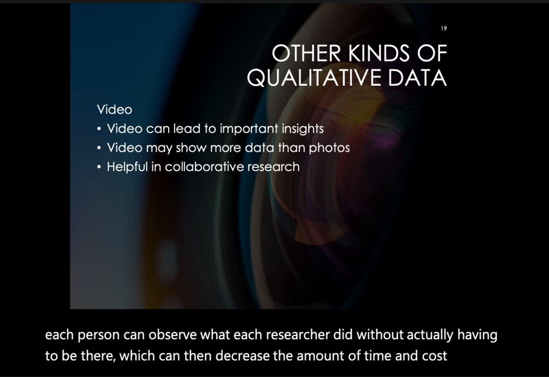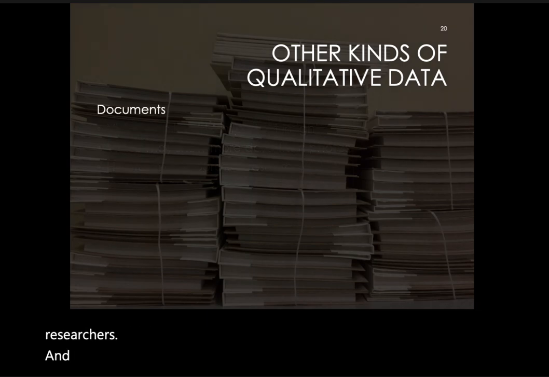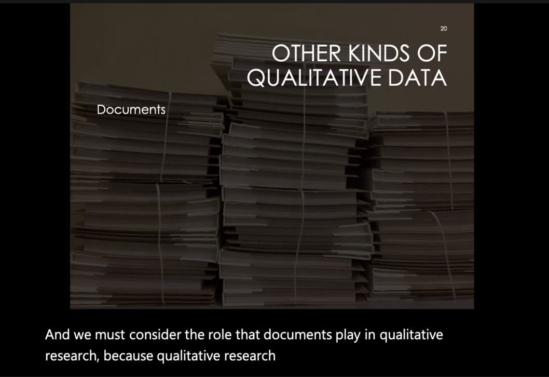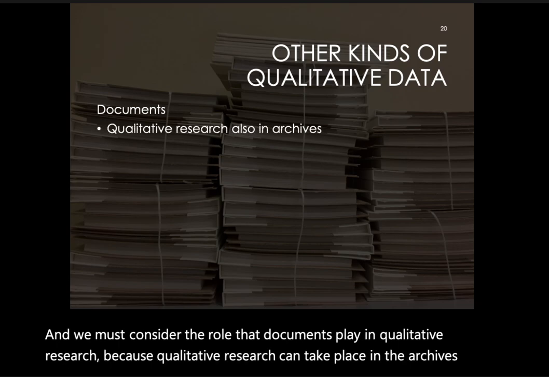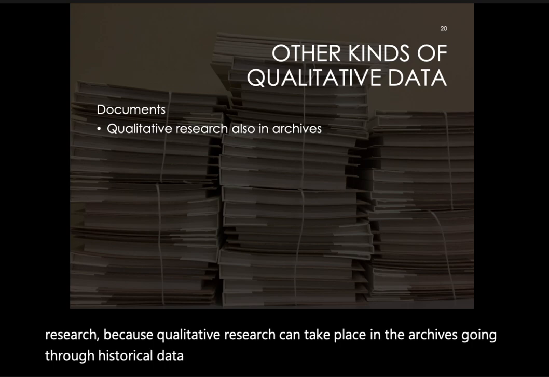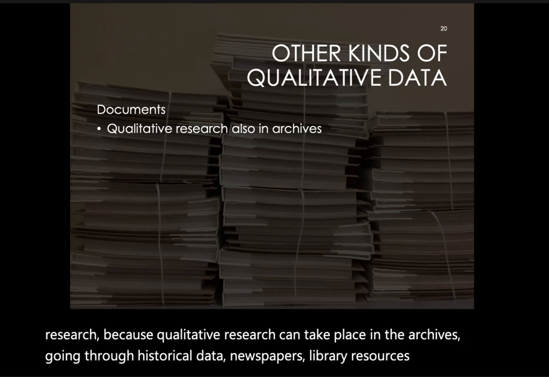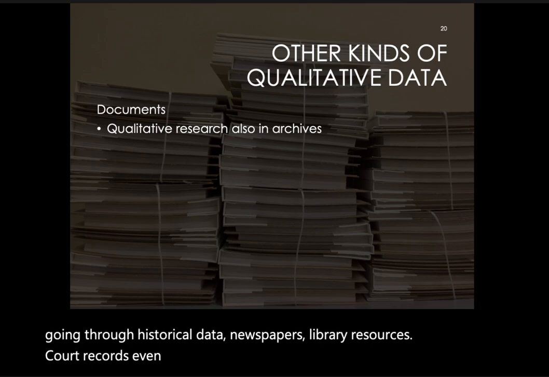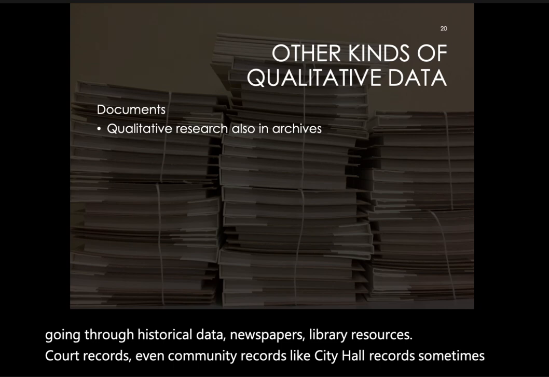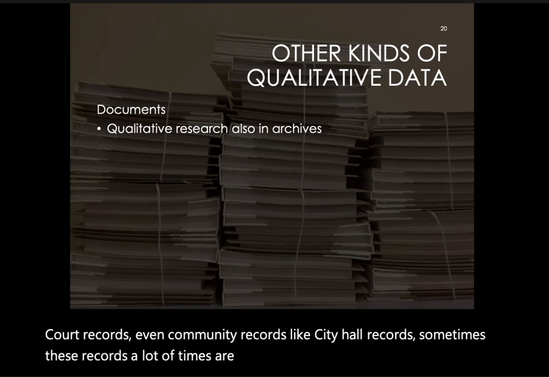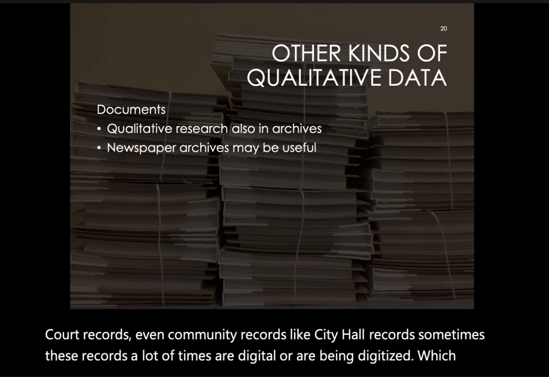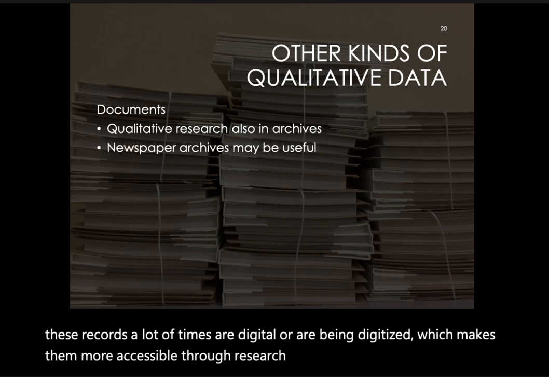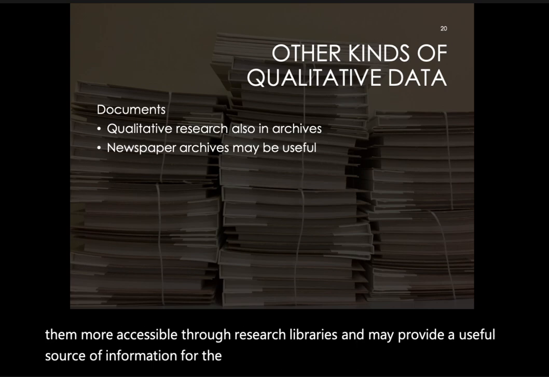And we must consider the role that documents play in qualitative research, because qualitative research can take place in the archives, going through historical data, newspapers, library resources, court records, even community records like city hall records. Sometimes these records, a lot of times, are digital or are being digitized, which makes them more accessible through research libraries and may provide a useful source of information for the research that we're doing.